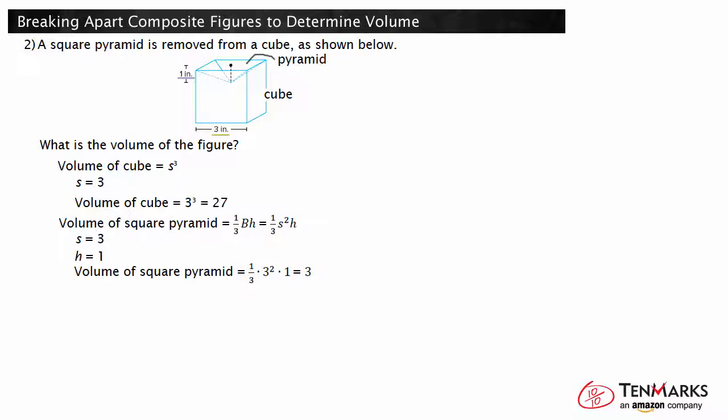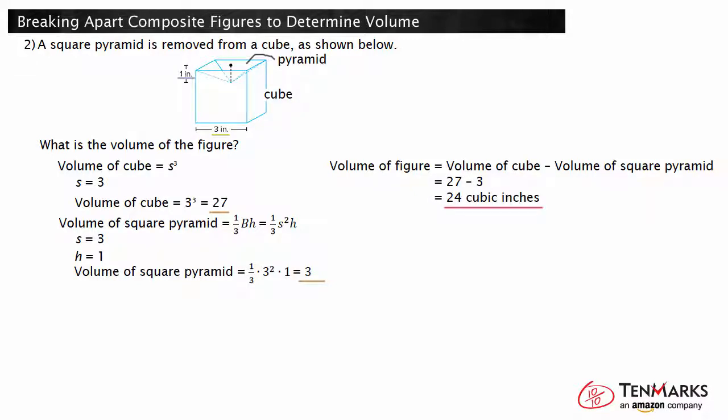Because the square pyramid is removed from the cube, its volume needs to be subtracted from the volume of the cube to determine the volume of the figure. Substituting the known volumes gives 27 minus 3, so the volume of the figure is 24 cubic inches.